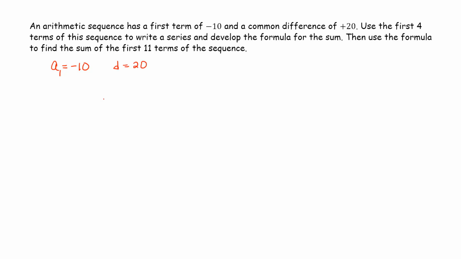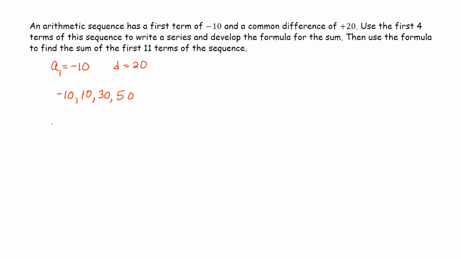We want to use the first four terms of this sequence to write a series and develop the formula for the sum. So the first four terms would be negative 10. Negative 10 plus 20 would be 10. 10 plus 20 is 30. 30 plus 20 is 50. So these are the first four terms of the sequence.